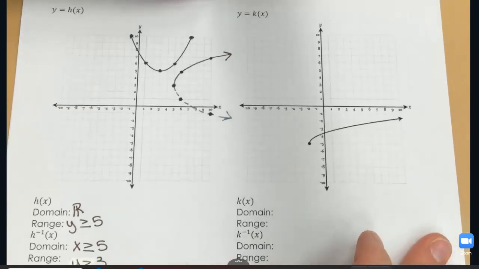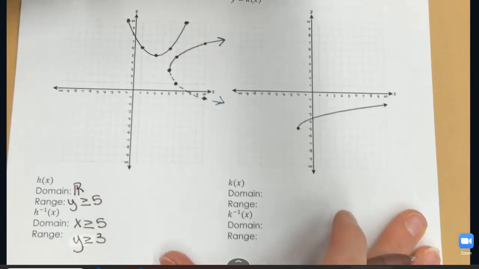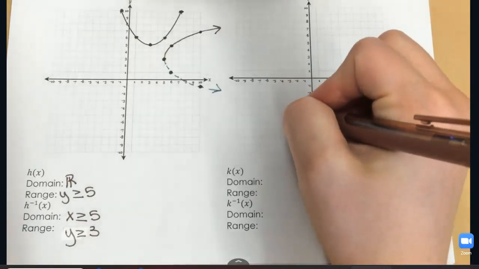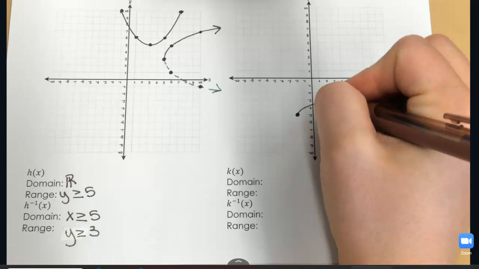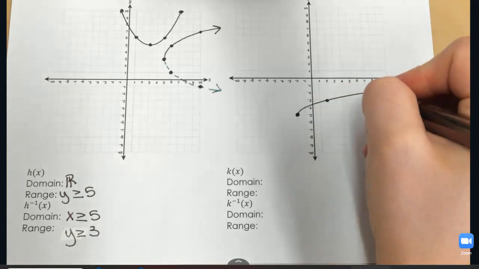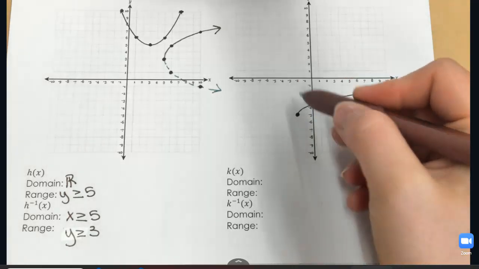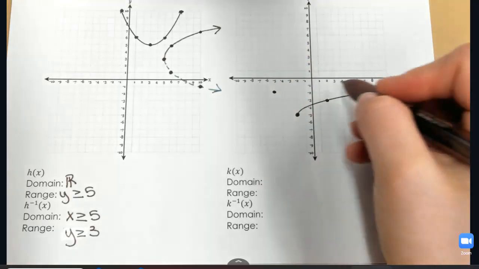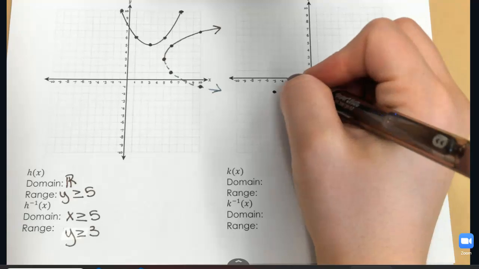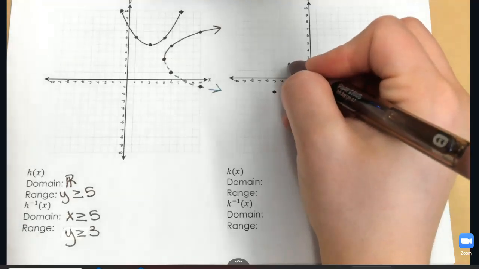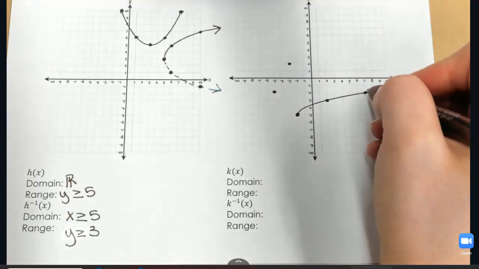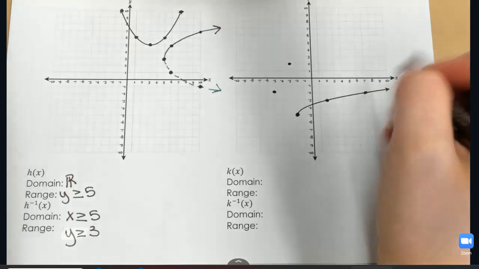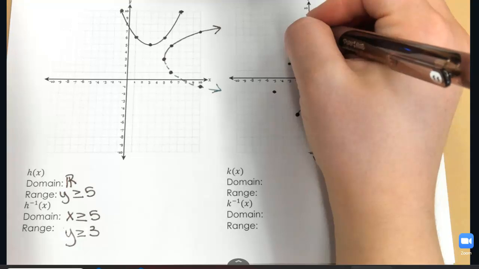Okay, one more time. We have one more graph here, k of x. To graph that inverse, I'm going to start looking for points that are whole numbers that I can graph. So -2, -5, that would switch to -5, -2. 2, -3 switches to -3, 2. And then 7, -2 would be -2, 7.